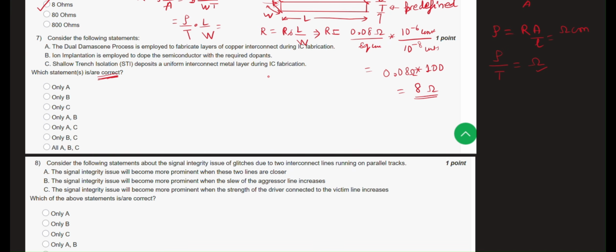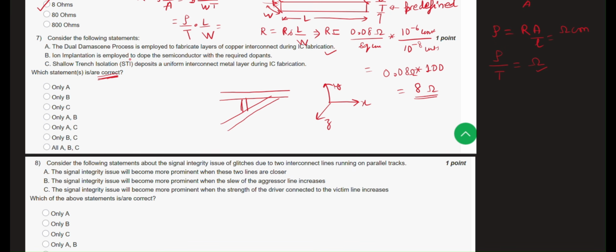As you can see, in the dual Damascene process, we try to give the copper interconnect in such a way, like this will be the formation. One wire will be going in this direction. Suppose, let me draw a coordinate system for your understanding: X, Y and Z. Suppose a wire is running in the Z direction, and another wire is running in the X direction, and then there is an interconnect in between them. So the dual Damascene process is employed to fabricate layers of copper interconnect during IC fabrication. Yes, this is a correct statement.